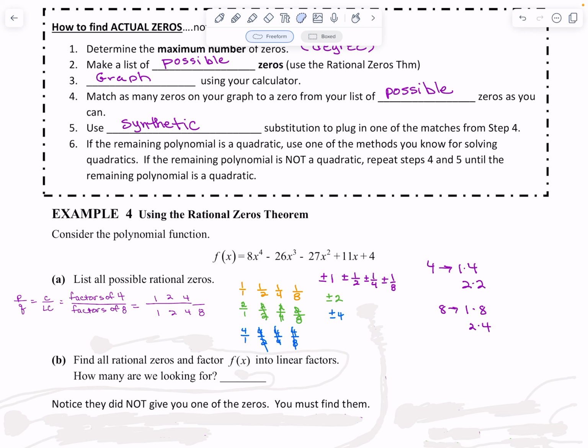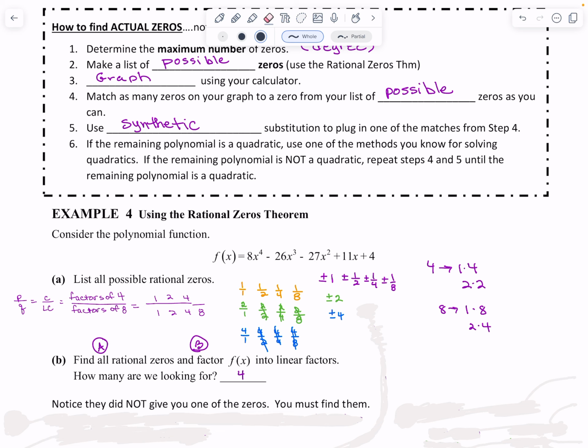Now think about what that means. That means out of all the answers that we could get, if I set that equal to 0, which is an infinite number from negative a gazillion to positive a gazillion, we've now eliminated all but 12 answers. That's pretty good. Okay, so now let's figure out how many we're looking for. How many do we need? Remember, we got x to the 4th. So we need 4 answers, right?